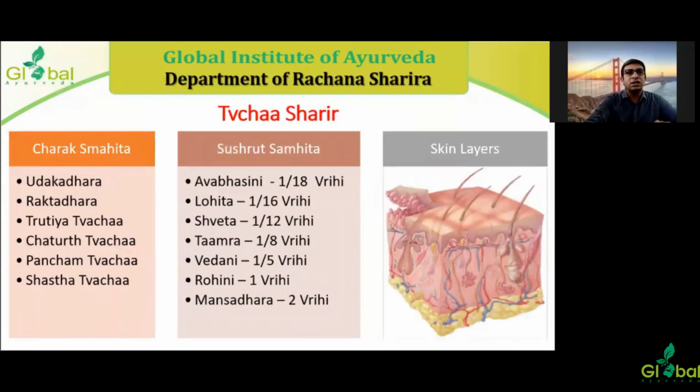Coming to Twacha Sharira, there are 7 layers of twacha mentioned in Sushruta Samhita, that is Udakadhara, Asrigdhara, Sidhmasthana, Tamra, Vedini, Rohini, and Mamsadhara. So this is the nutshell description of the Sankhya Sharira.